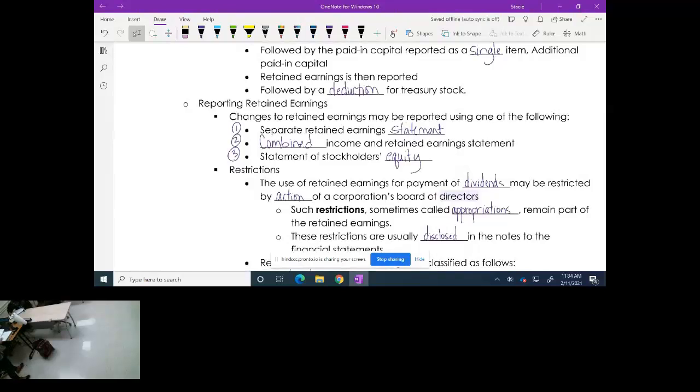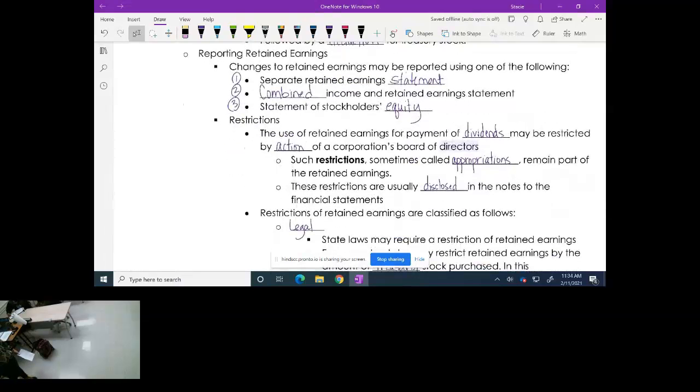There might be restrictions on retained earnings. They could be legal. Some state laws make these corporations keep a certain amount of capital. Let's skip that one part. The board of directors might restrict it. Those are called appropriations when they do that, and they have to be disclosed in the notes to the financial statements.